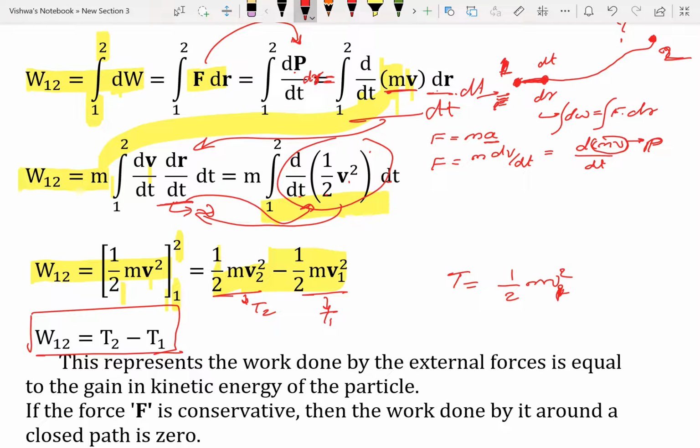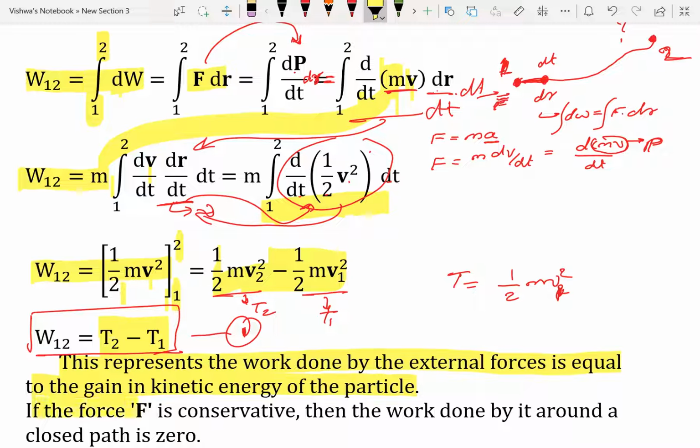So that we call it as the work done by the external force is equal to the gain in kinetic energy of the particle. Here work done is positive, that indicates there is a gain in kinetic energy. So then this only we can write in another form in terms of potential energy. For that, call this equation 1. Now we are going to try to write this work done in terms of potential energy.